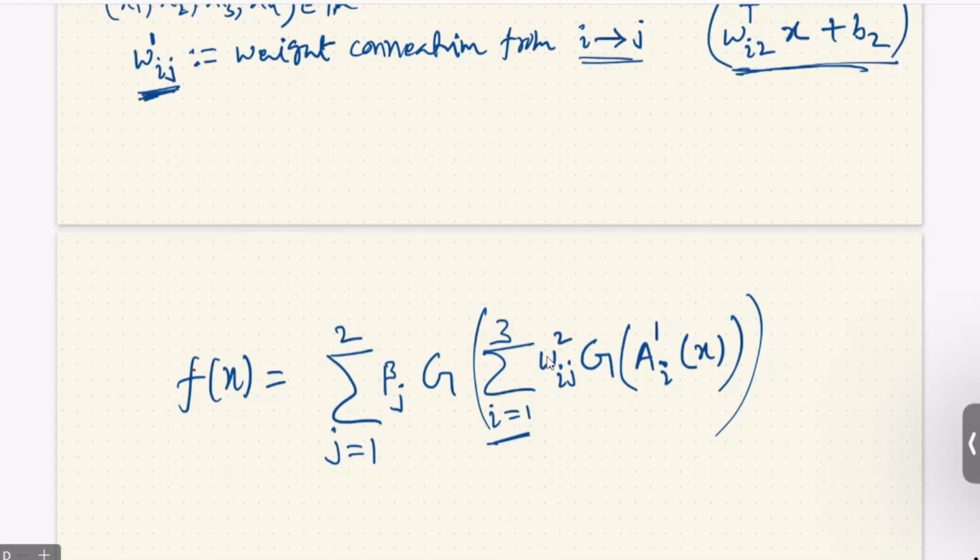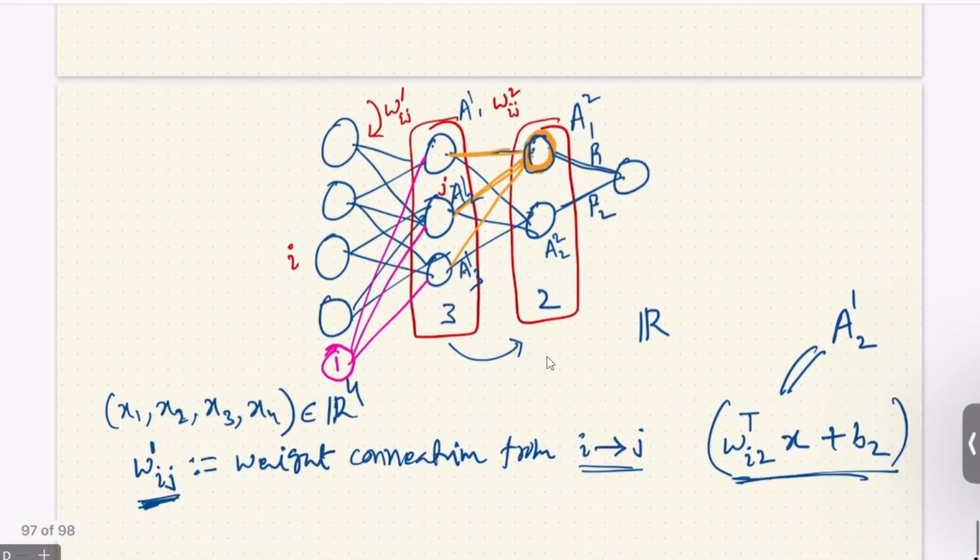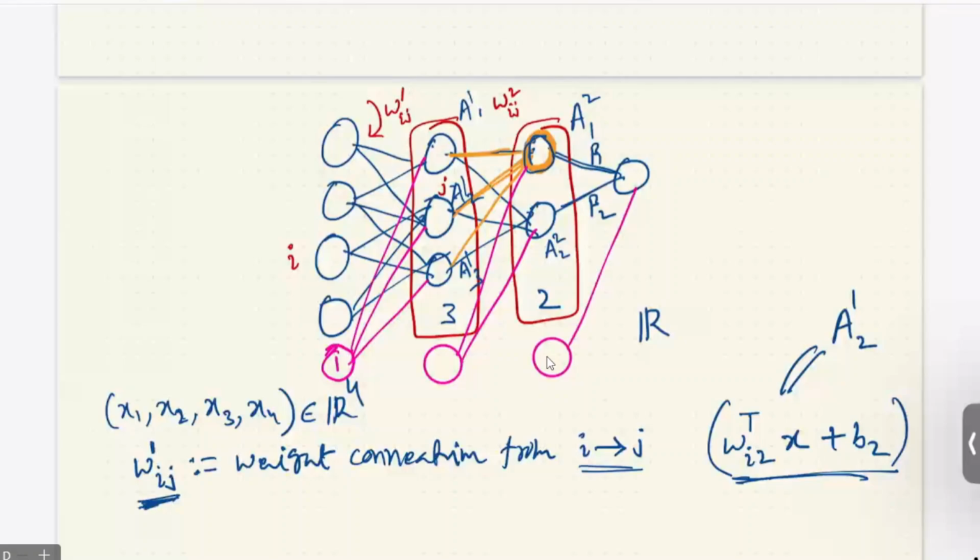But still one more thing needs to be attached. I did not take care of another thing here: there may be a bias in each hidden layer as well. If there is one more bias here, and this goes here, and another bias here, that also goes there. So that needs to be added here. How am I going to add it here?